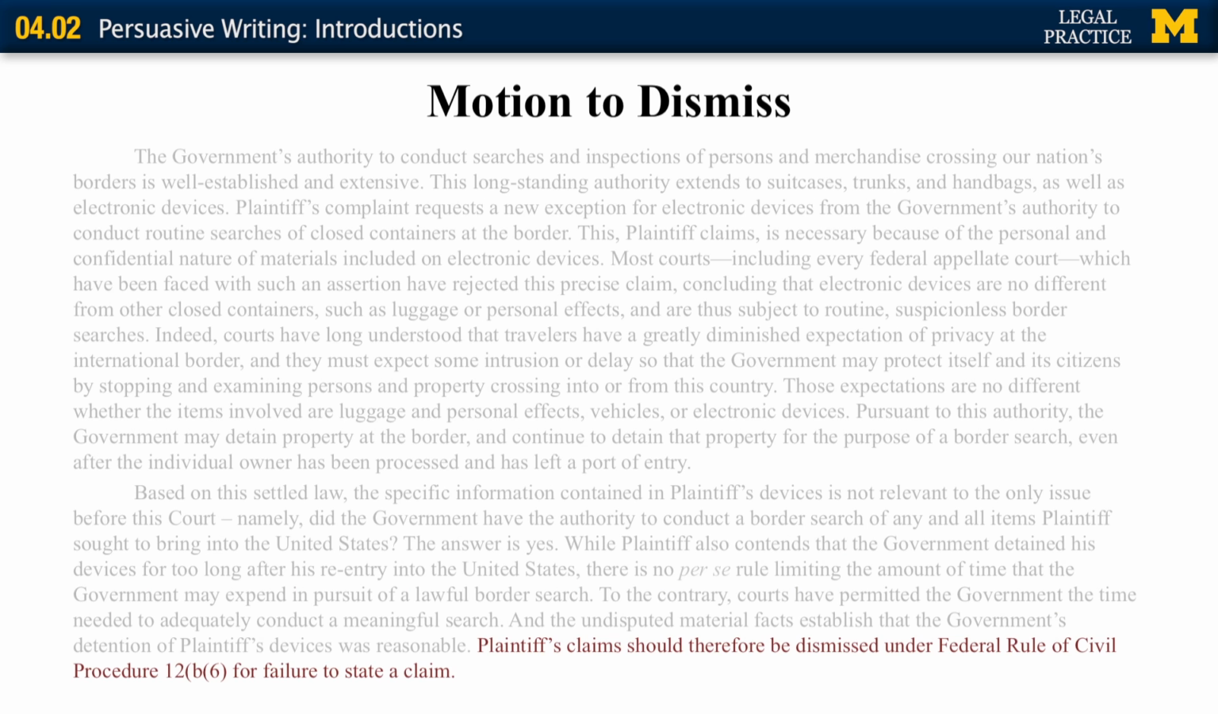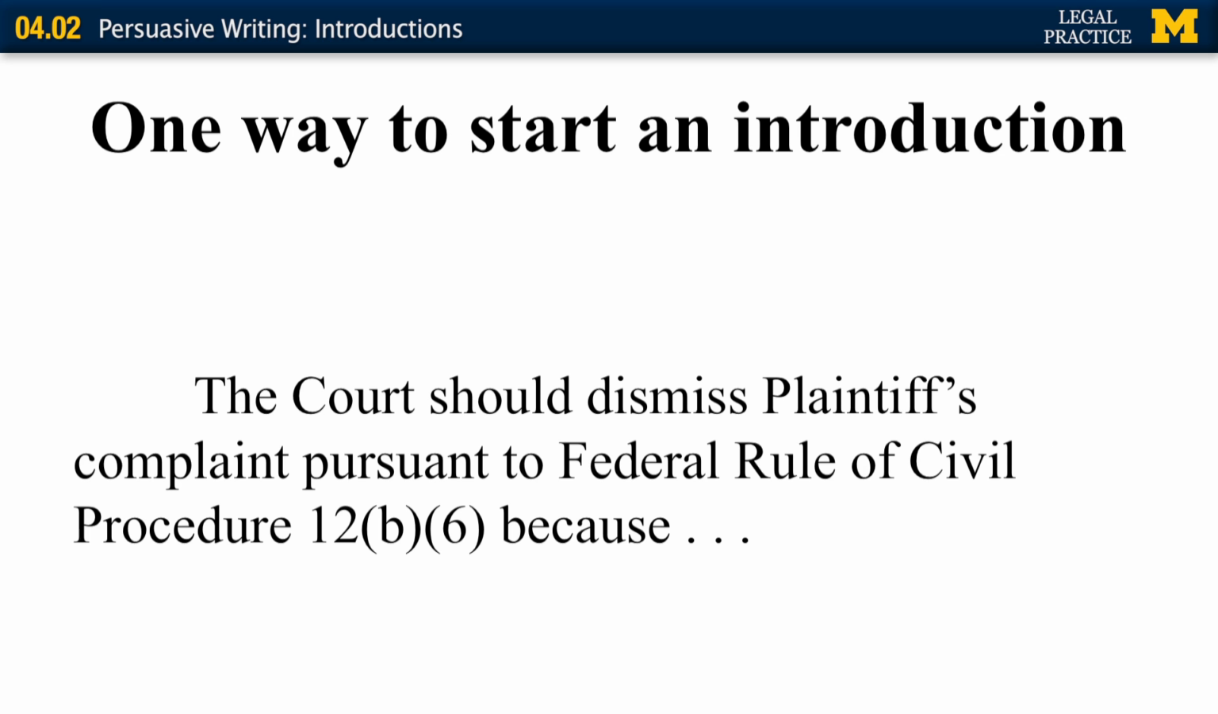Finally, at the end, the government states clearly what relief it's seeking. It wants the court to dismiss the complaint under Federal Rule of Civil Procedure 12(b)(6) for failure to state a claim. Keep in mind that it's essential to state what relief you're seeking when you're filing any sort of motion. You can put that at the end of the introduction. You could also put it at the beginning of the introduction.